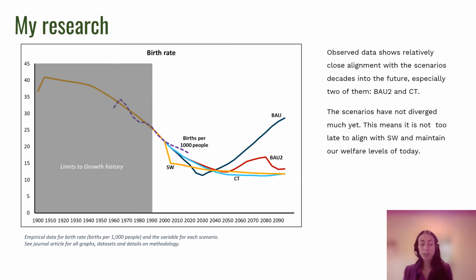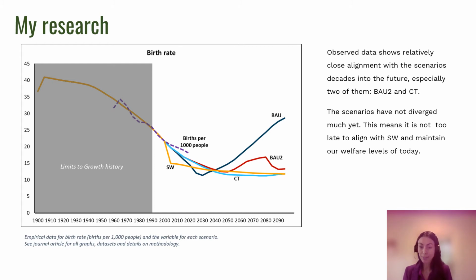This is a general impression of what I found. There were many more variables in my research. This is the birth rate. Some variables matched even more closely, some less, but this in general is what I found, an overall close alignment of empirical data with the 4 scenarios.